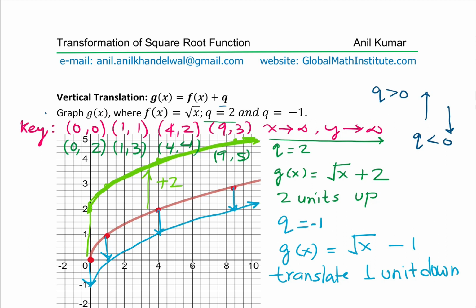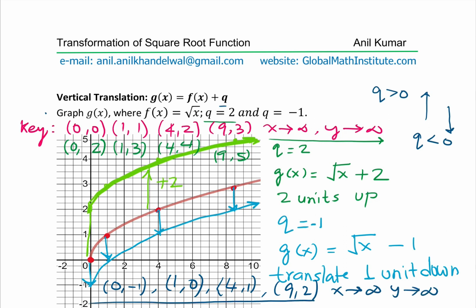As far as the other graph is concerned, we see that the new set of points will be, instead of plus 2 in the previous case, now it is minus 1. So it'll be 0 minus 1, and then it'll be 1 0. We are subtracting 1 from the parent function points. Is that clear to you? And then we have 4 1, 9 2, and when x approaches infinity, y will approach infinity. So those will be our critical points to consider to sketch.